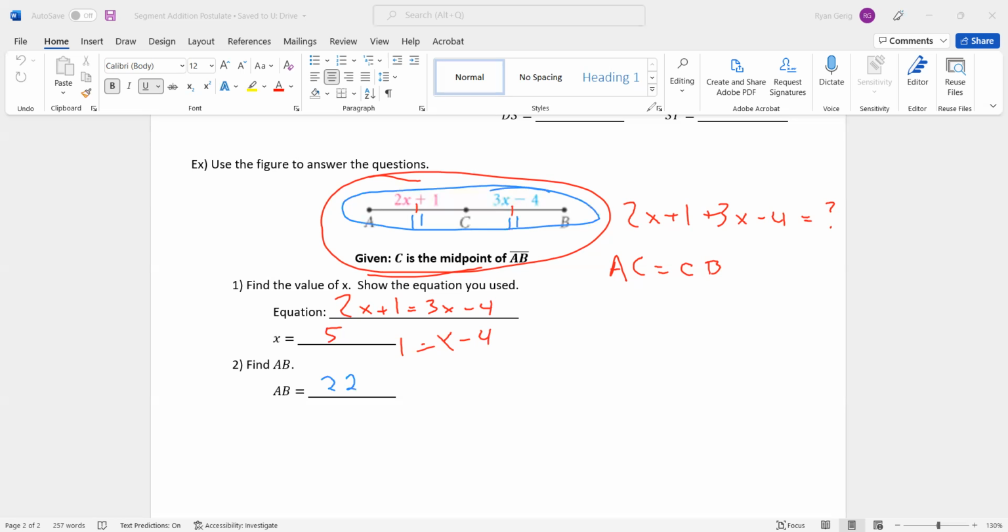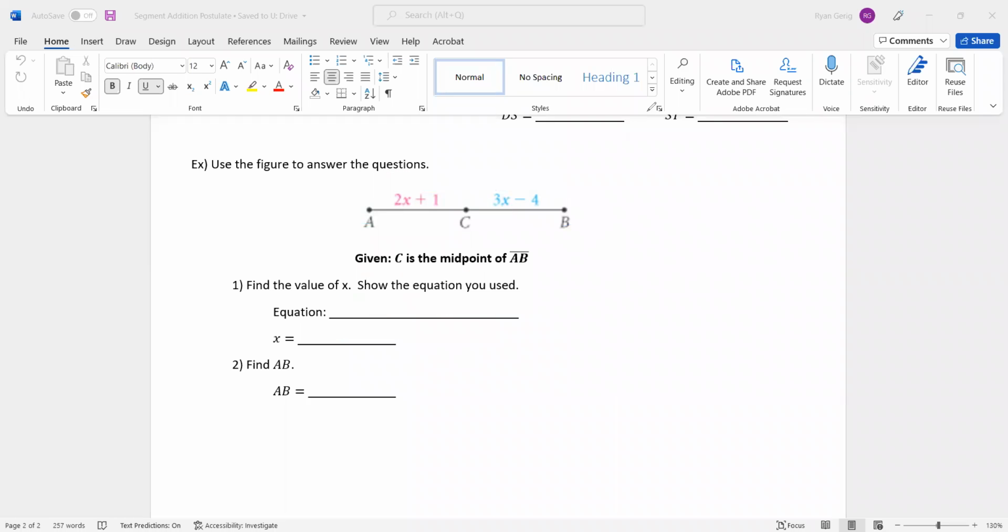Okay. And that's segment addition postulate, which has a lot to do with what we are going to do in the next lesson, which is angle addition postulate. Okay. So that's it for this video.